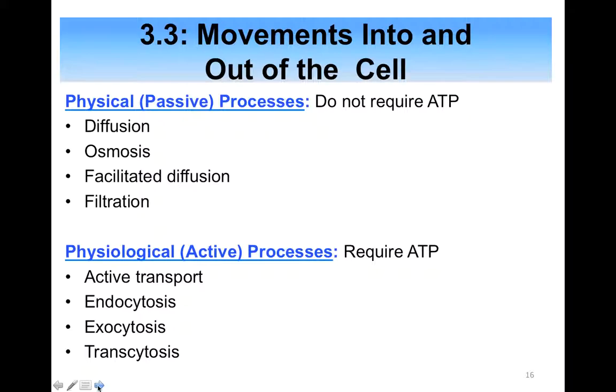I'll briefly mention transcytosis right now. Transcytosis is when one cell sends material out of it, and the next cell brings it in immediately. And this is how cells can exchange material, or one-way cells can exchange material.